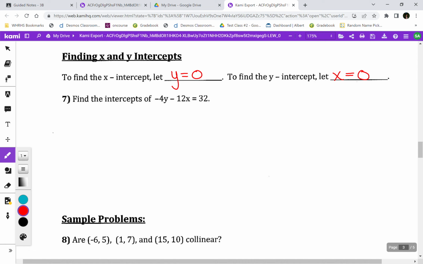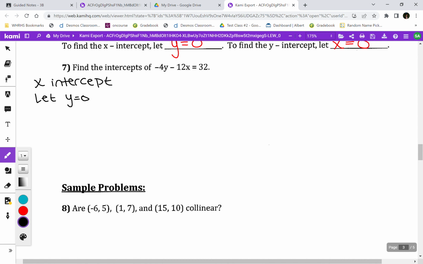In number 7, it says find the intercepts of negative 4y minus 12x equals 32. Let's start by finding the x-intercept. We are going to let y equal 0. So we take our equation, negative 4y minus 12x equals 32. Wherever I see a y, what am I going to substitute in? A 0, exactly.